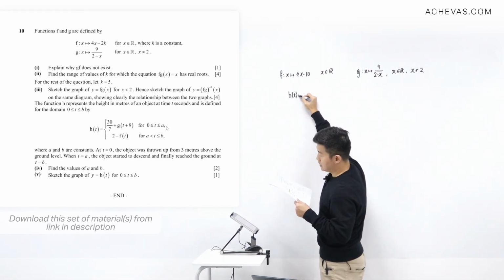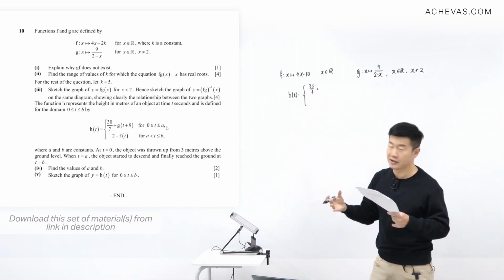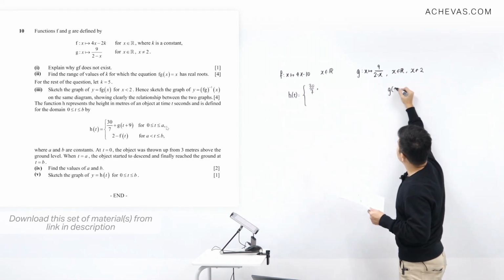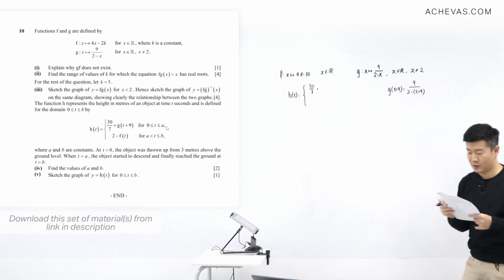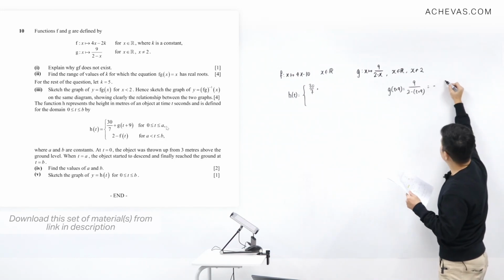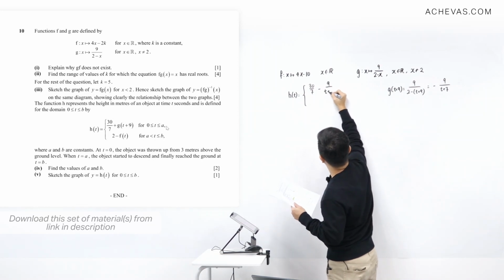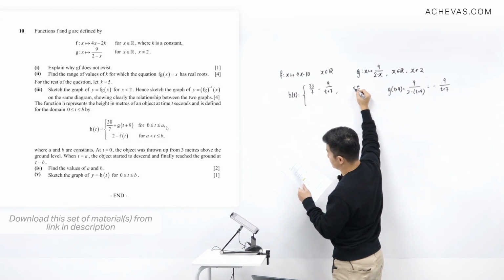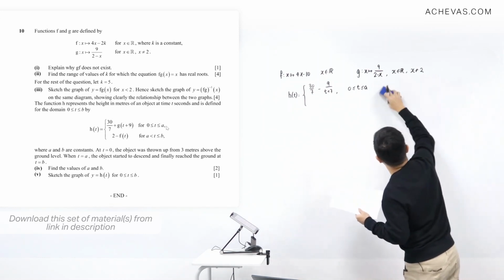Okay, so let's rewrite the piecewise function that is given to us for h. So ht is given to us as a piecewise function: 30 over 7 plus g of t plus 9. G is this. So g of t plus 9 will be 9 over 2 minus t plus 9. So this will be negative of 9 over t plus 7. So I'm going to replace this by negative of 9 over t plus 7. And this happens when t is bigger or equal to 0 and less than or equal to a. So this is one part of h.